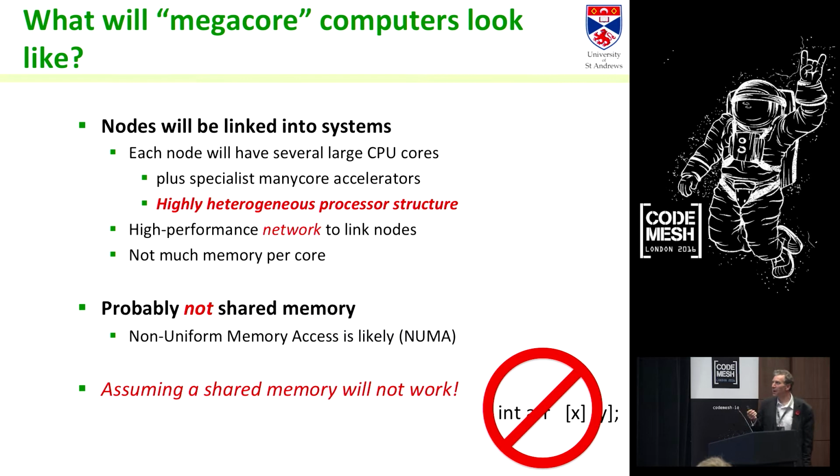What are these things going to look like? Well, they're going to have nodes linked into systems. Each of the nodes, you can predict, is going to have several large CPU cores, plus probably some specialist accelerators, so highly heterogeneous probably. A high-performance network linking the nodes, and probably not much memory per core, because memory you just cannot scale in the same way that you can scale the processor technology. So memory is going to become much more limited relative to the number of cores that we have, probably. We're probably not going to have shared memory. Isn't that fun?